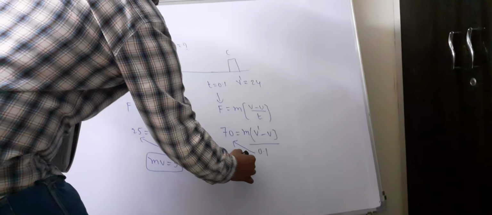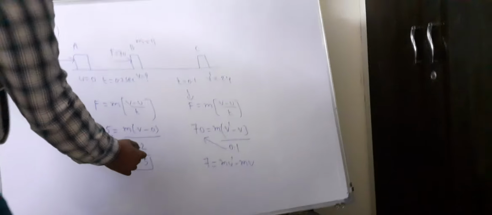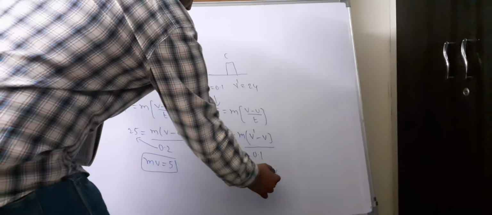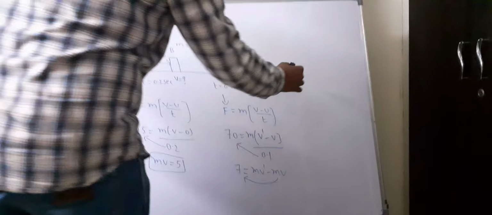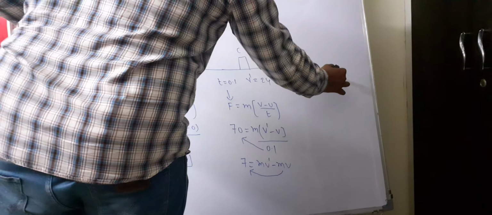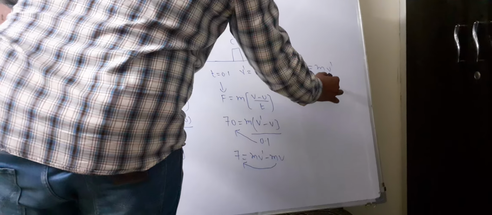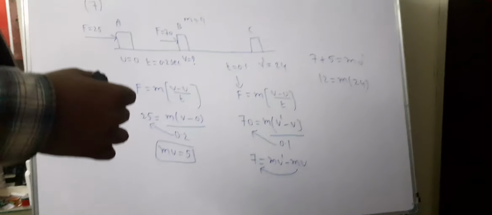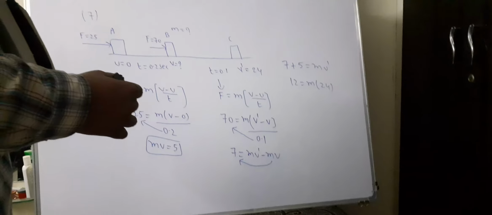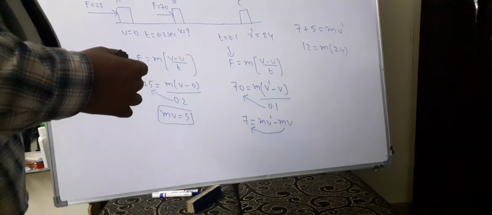70 into 0.1 is 7, equals M V dash minus M V. But MV value is already found. On the other side, neatly write 7 plus 5 equals MV dash. 12 equals M times V dash, and V dash is given as 24. M equals 12 by 24, that means 1 by 2. 1 by 2 value is 0.5 kg.